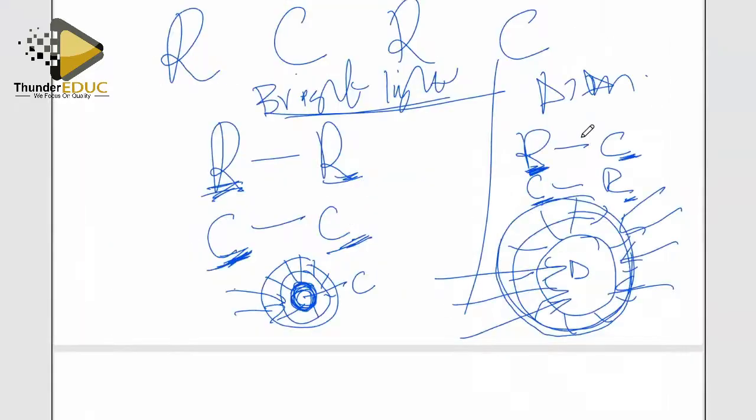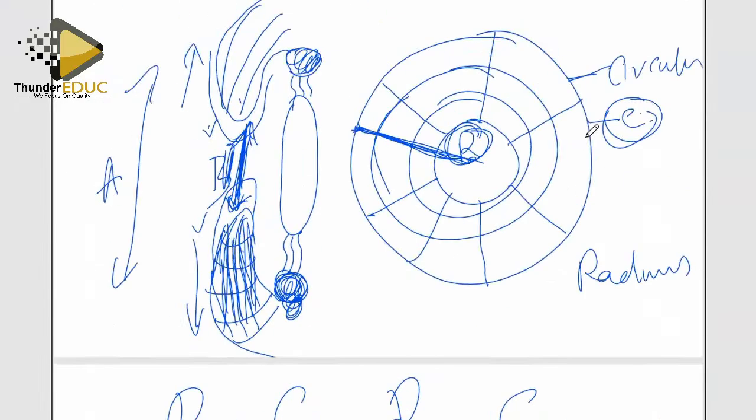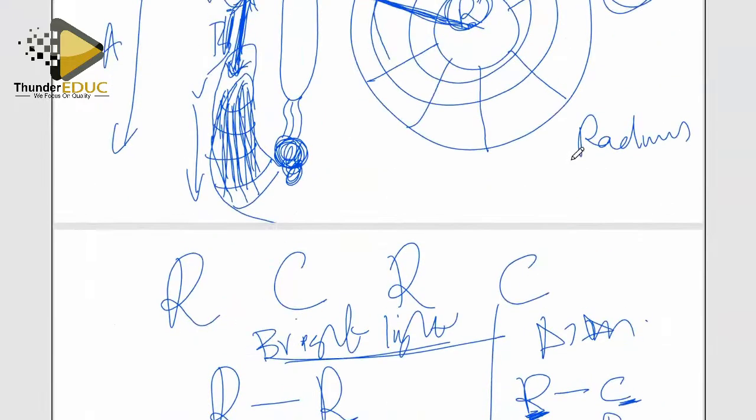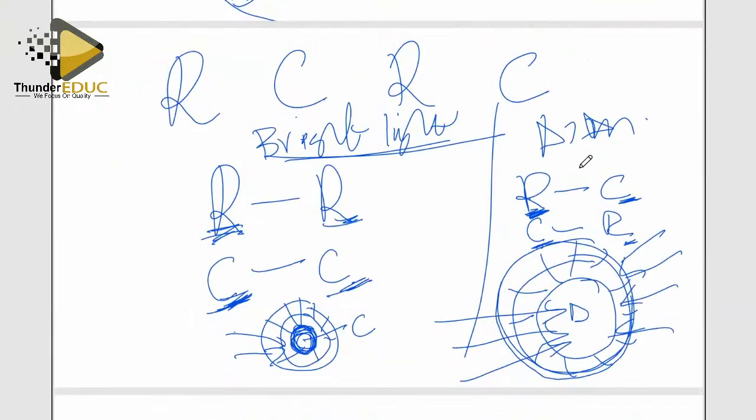Before we go to accommodation, you need to note this. When you are talking about dim light and bright light, you only need to talk about the iris and the pupil. That's it. Don't talk about the lens. No.